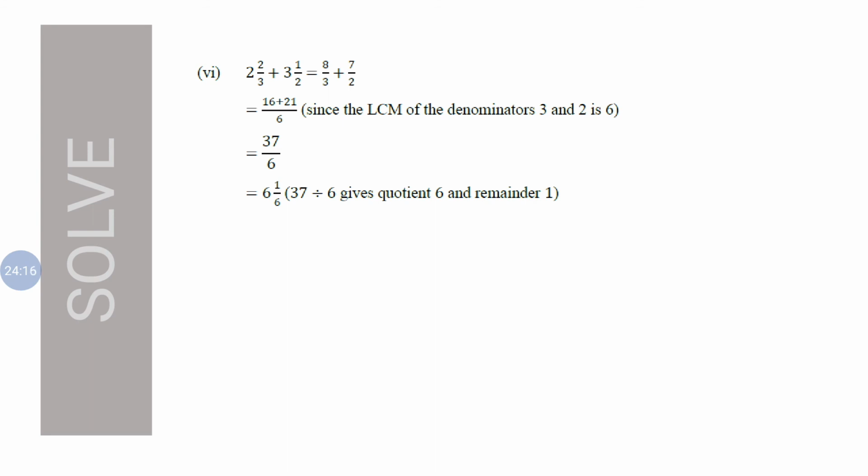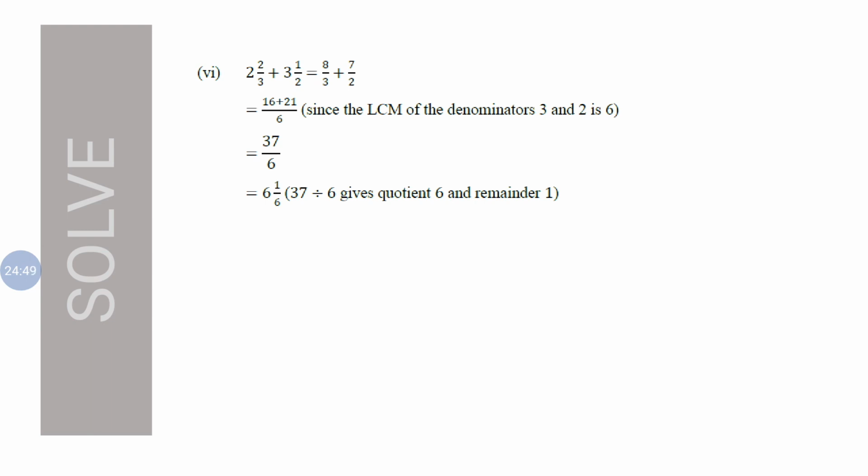We take the LCM. The LCM of the denominators 3 and 2 is 6. For 8 by 3, multiply the numerator and denominator by 2: 8 2s are 16, 3 2s are 6. Next, 7 by 2: multiply by 3. 7 3s are 21, 2 3s are 6. The denominators are now the same, so take the common denominator 6 and add 16 plus 21. We get 37 by 6.